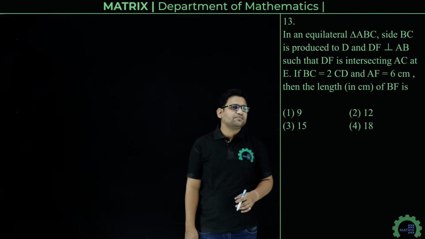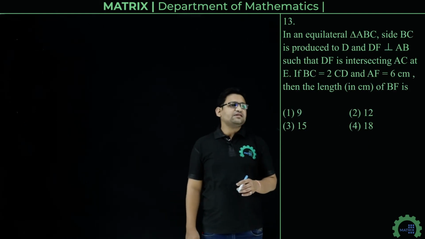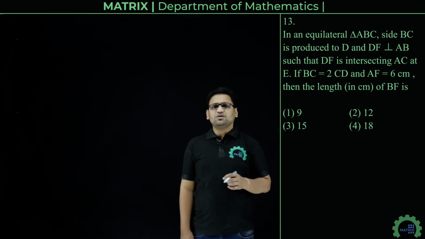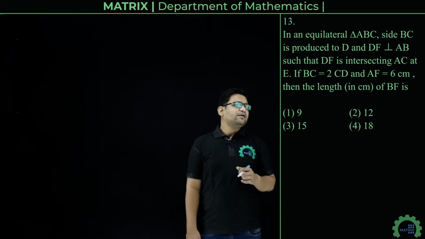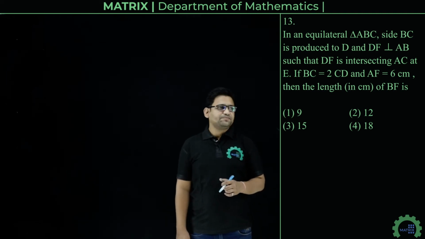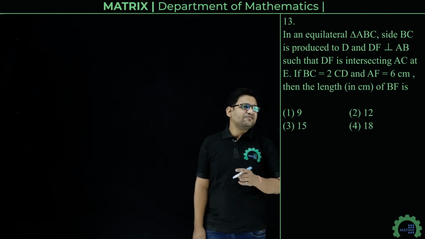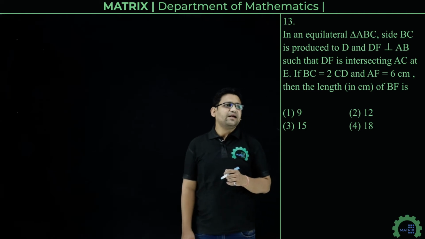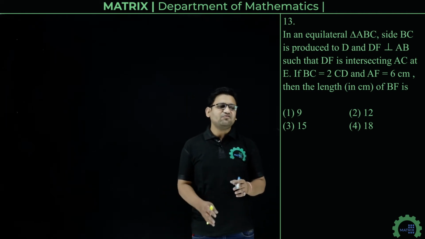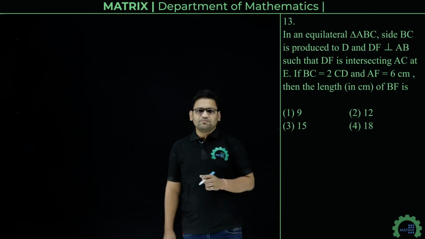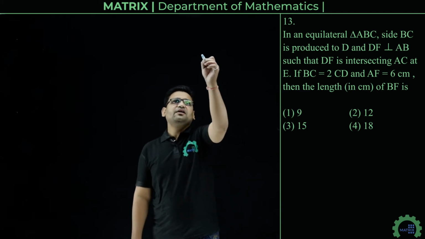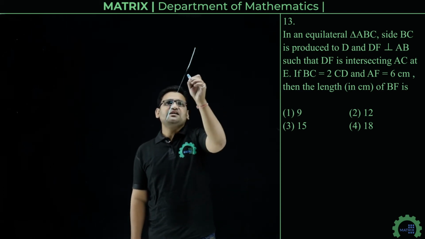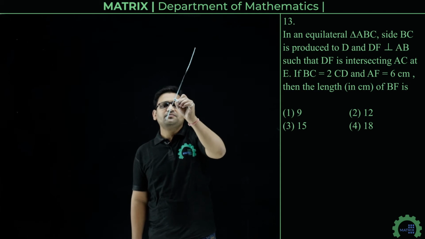Next question is, in an equilateral triangle ABC, side BC is produced to point D and DF is perpendicular to AB, such that DF is intersecting AC at E. If BC equals 2 CD and AF equals 6 cm, then we have to find the length BF. So first of all, we will draw the figure which is already given in the question.